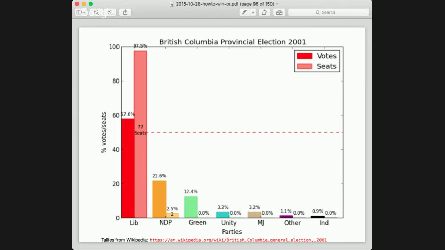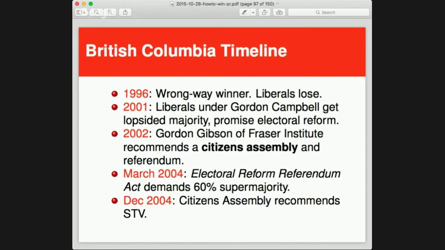You make promises. The Liberals got their lopsided majority, and then in 2002, the Liberals in BC, the Liberals are not really like Liberals. They're the right-wing party. They kind of shifted right after the right-wing parties all left. So they got Gordon Gibson of the Fraser Institute to recommend a citizens' assembly. What's a citizens' assembly? Out of every riding, you pick some people that are regular citizens, you bring them together, you ask them, what kind of voting system should we have? And so then they decide on a voting system, and then they take it to referendum.